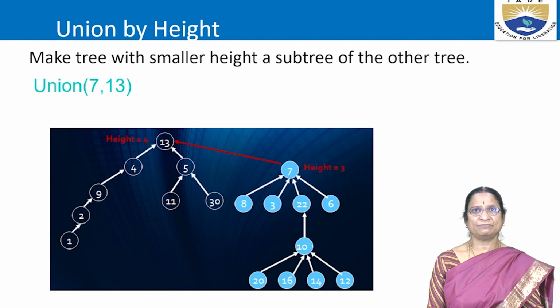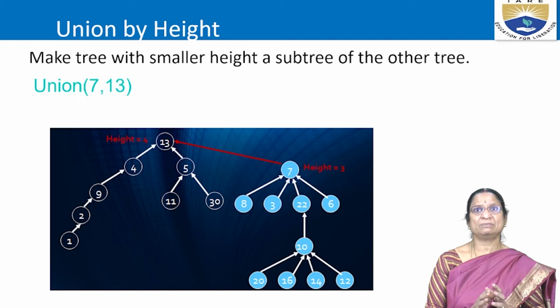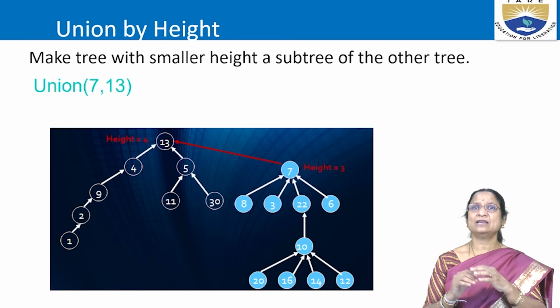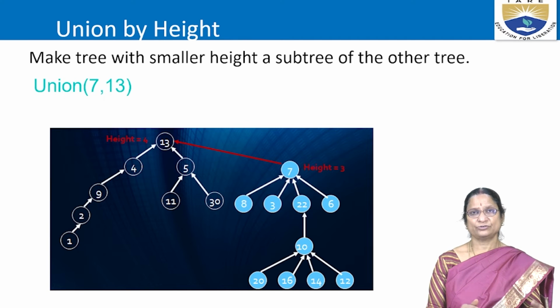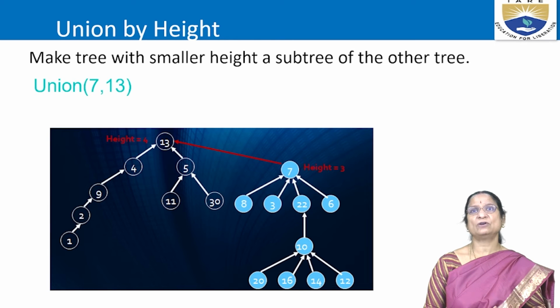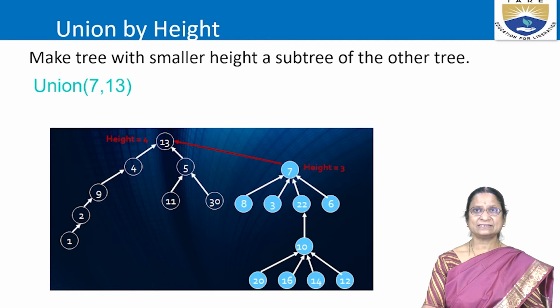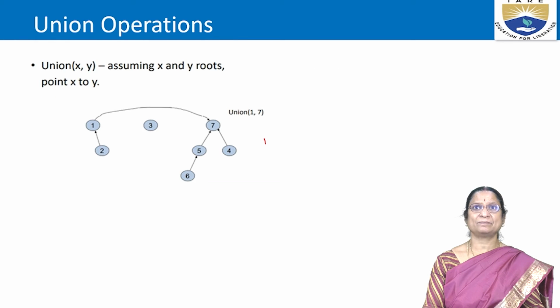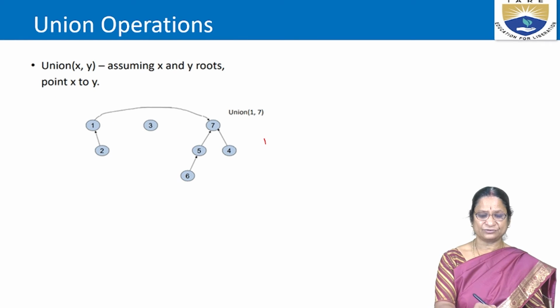So that's why, if you are aware of the height of the tree, then the smaller height tree will become a subtree of the larger height tree. So we have a specific technique to follow here. In such cases, make the tree with the smaller height a subtree of the other tree.